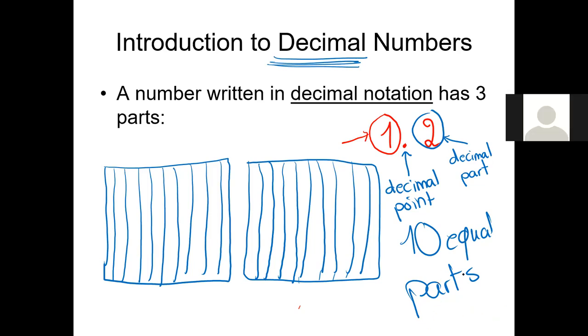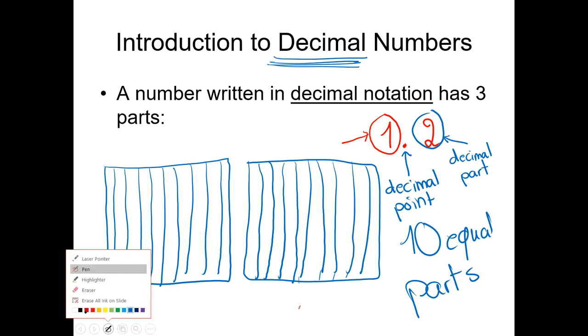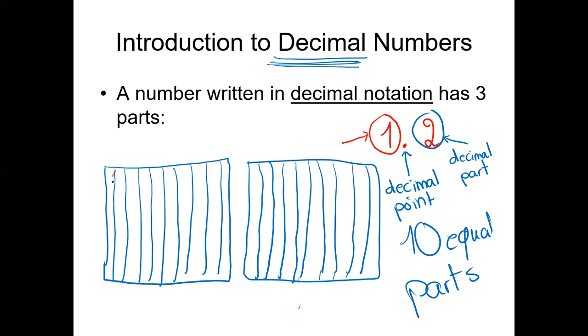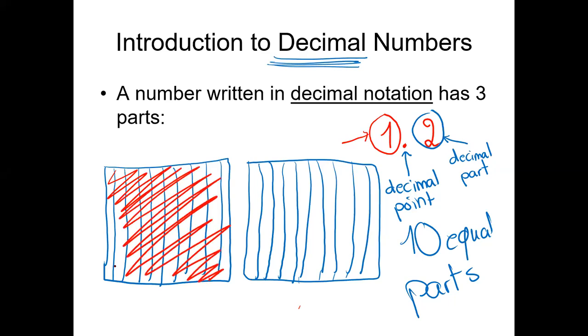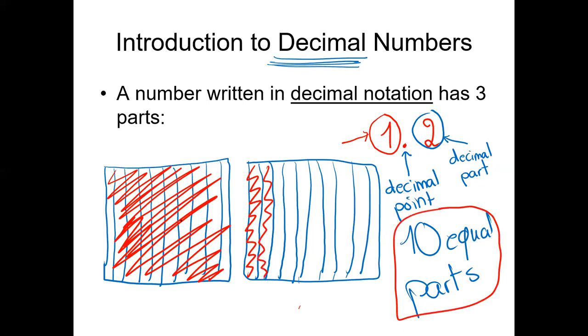How do we write the decimal number that represents these two squares? Look, how do we write the decimal number? First of all, I will color the first square, all of it, totally colored, okay? The second square, I will color just 2 parts. For sure out of 10 because we are dividing the square into 10 equal parts. What is the fraction that represents the colored part in the first square?